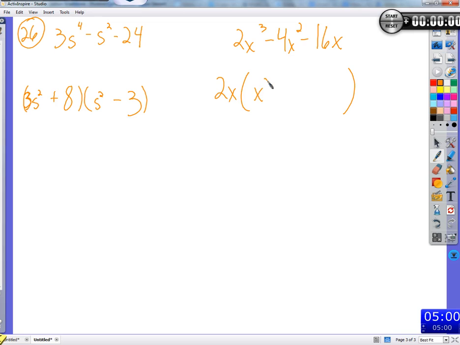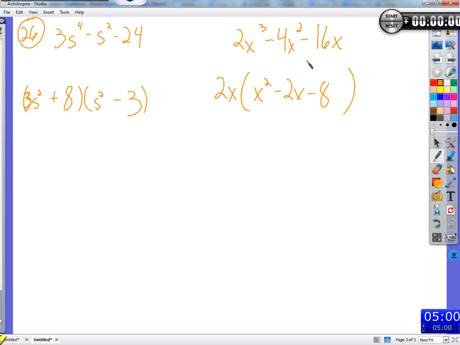Okay? So if we put an x squared, 2x times x squared is 2x to the third. Okay? What would come next? What would go here? Negative 2. That is 2x. 2x times negative 2x is negative 4x squared. Minus 8. Minus 8, 2x times negative 8 is negative 16x.